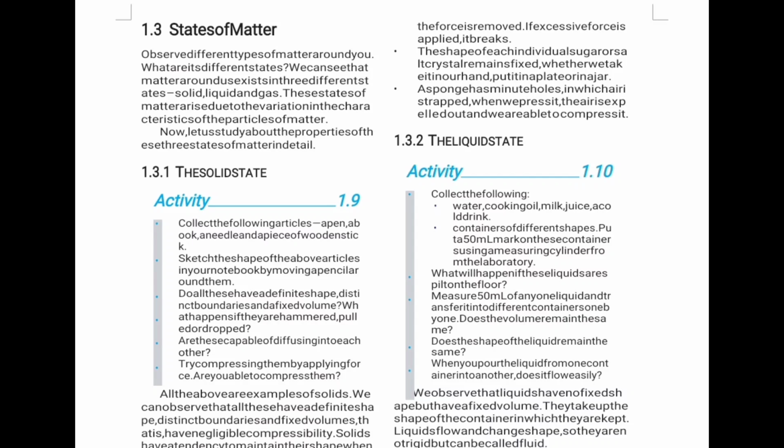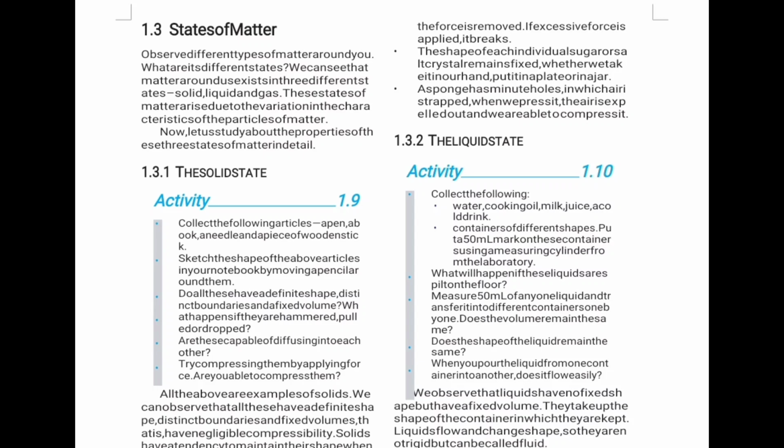1.2 States of matter. 1.3 Observe different types of matter around you. What are its different states? We can see that matter around us exists in 3 different states: solid, liquid, and gas. These states of matter arise due to the variation in the characteristics of the particles of matter. Now let us study the properties of these 3 states of matter in detail.